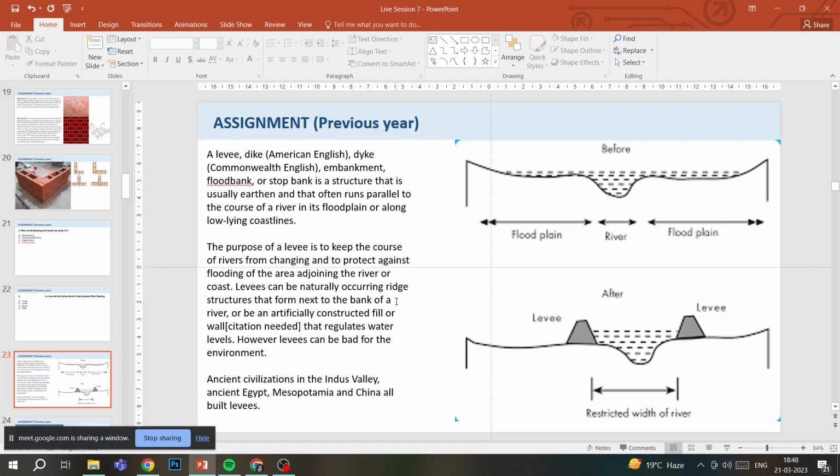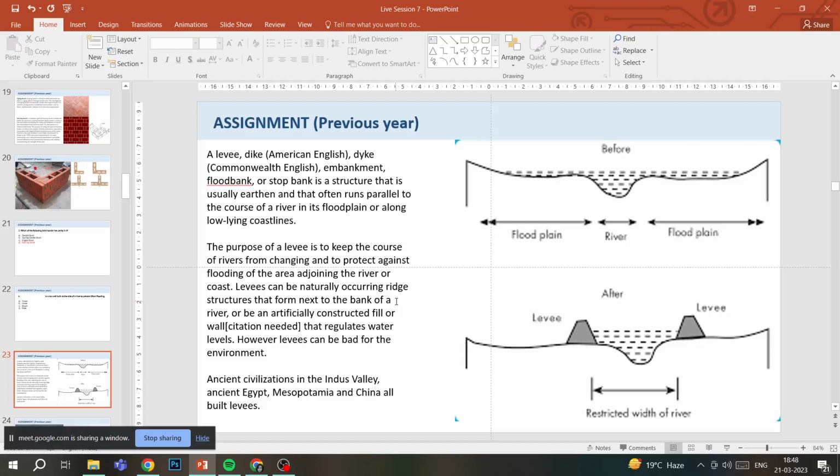Levees can be naturally occurring ridge structures that form next to the bank of a river, or be an artificially constructed fill or wall. So levees can be of 2 types: they can naturally emerge, and they can be man-made. Basically, along the edge of a river, we construct a structure so that when the river flow or water level increases, it does not flood the land right next to it. This is what a levee does.